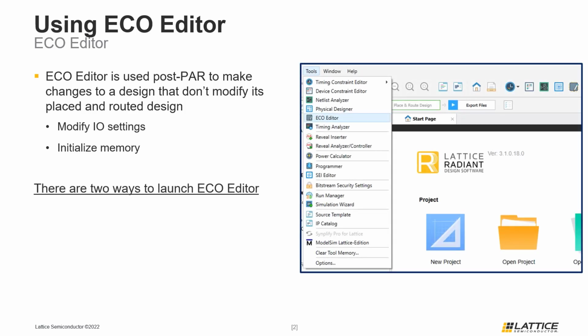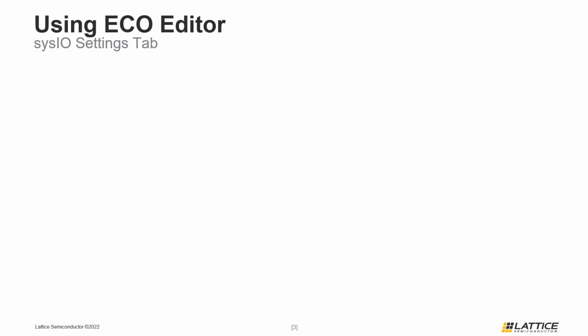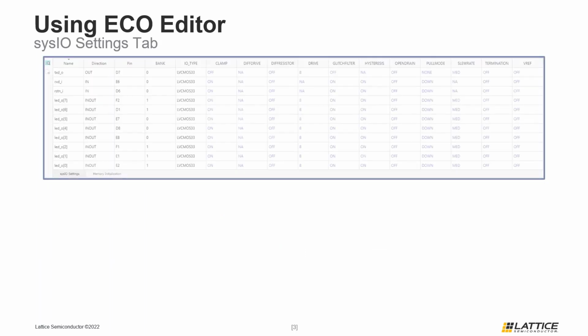With that said, there are two ways that sysio Editor can be launched. The first way is by selecting the sysio Editor icon from Radiant's toolbar, as can be seen from the figure on the slide. The second way to launch sysio Editor is to select Tools from Radiant's menu bar, then sysio Editor from the drop-down list of options. Once sysio Editor has opened, users should see something similar to the figure on the slide.